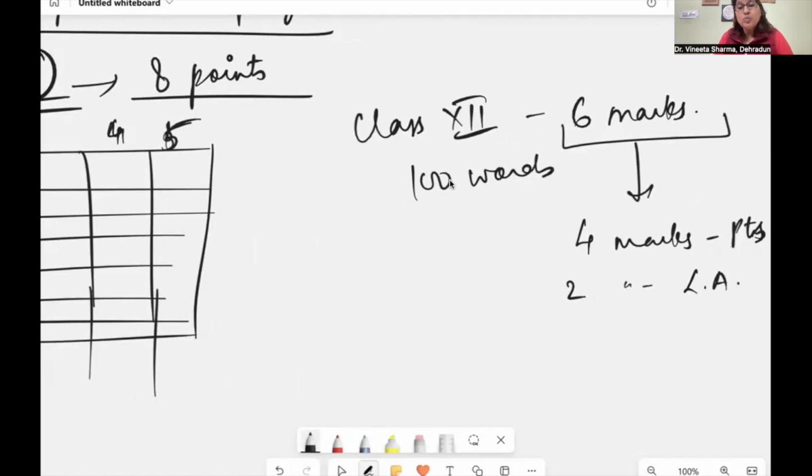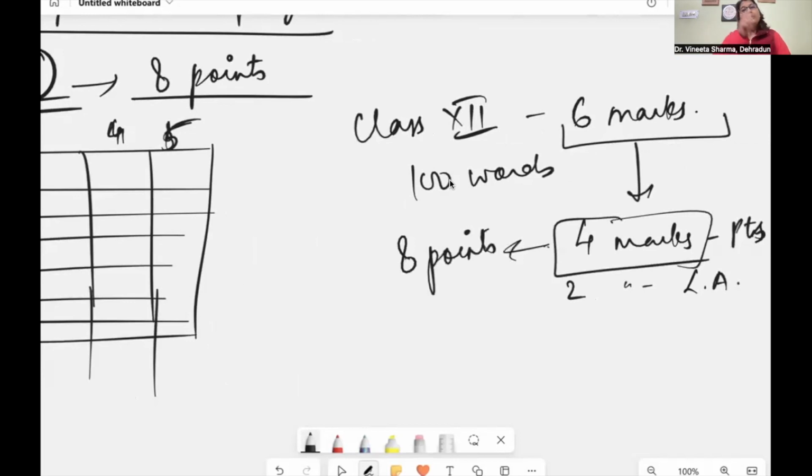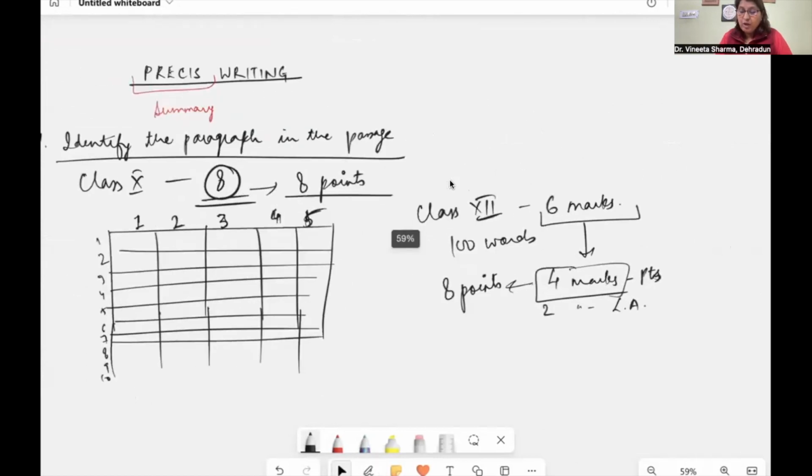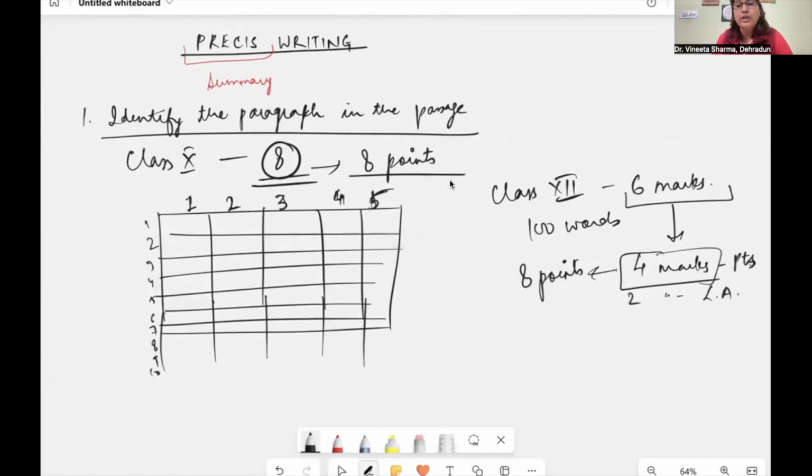But in class 12 also, for these 4 marks, you have to give 8 points. So whether you are in class 10 or class 12, please understand, the number of points that you have to give in Pressy is 8 only. Okay, in class 10, 1 point is for 1 mark. In class 12, 1 point is for half a mark. So points have to be 8, number 1. Another thing, in class 10, we do not have marks for linguistic ability, but for class 12, they have specifically given marks for linguistic ability.